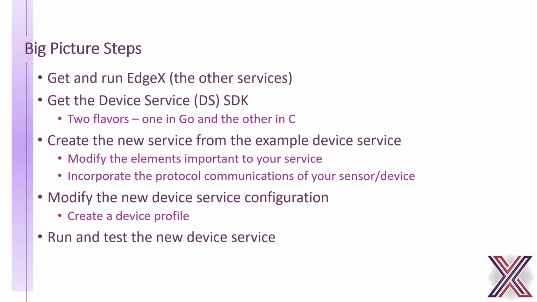Once you've got EdgeX running, once you've got the device service SDK, the next thing you want to do is actually create the new service. And the best place to start, or maybe the fastest way to do that, is to use the example device service already provided with the SDK, as you'll see in my demo today. You'll want to modify the elements that are important to your service. And importantly, you need to incorporate the protocol communications for your sensor or device. So say, for example, you're creating a new device service. Maybe you're going to communicate with something like Profinet. Obviously, you're going to need to have that device service communicate through Profinet with your thing via the libraries and other capabilities for communication via Profinet with your particular device service.